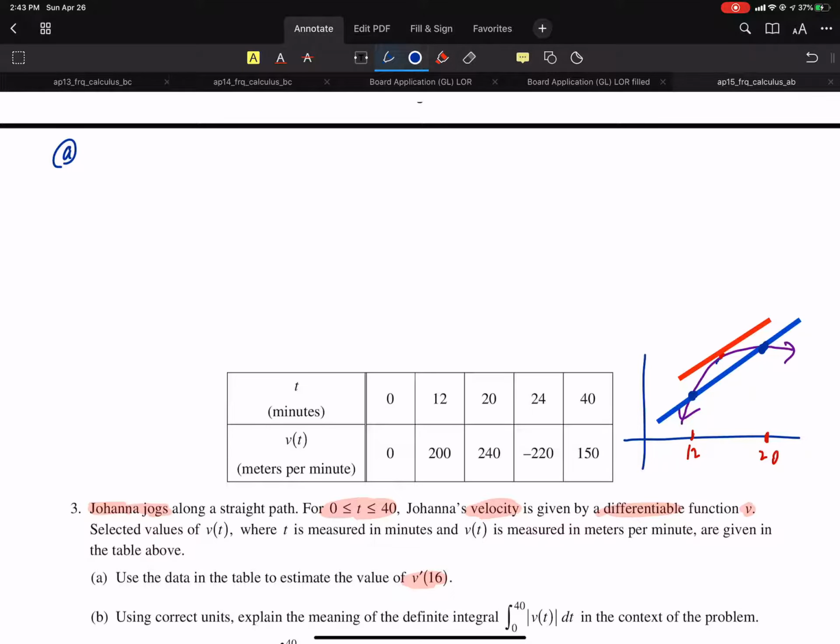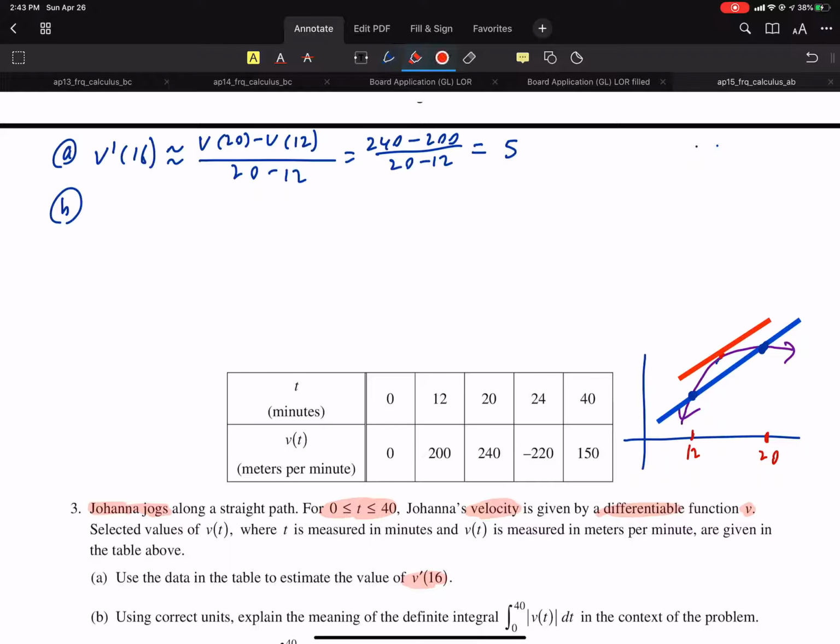So what is the slope? So what are we doing? We're approximating the derivative of v at 16, and that's approximately equal to v at 20 minus v at 12, because those are the points around it, over 20 minus 12. So we have 240 minus 200 over 20 minus 12. Leave it like that. Don't simplify it. You don't need to. Just leave it.